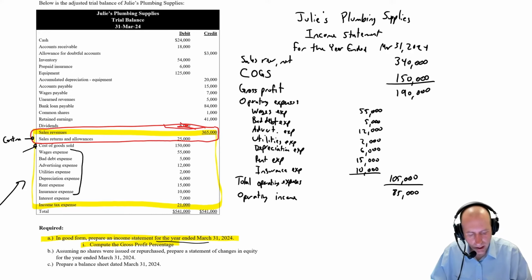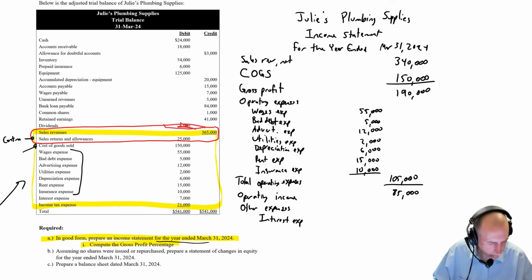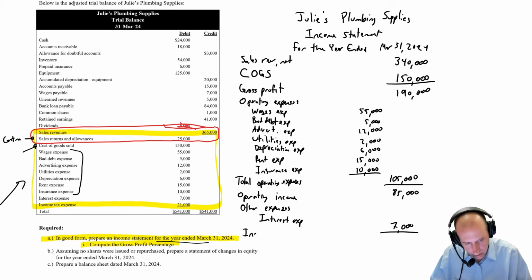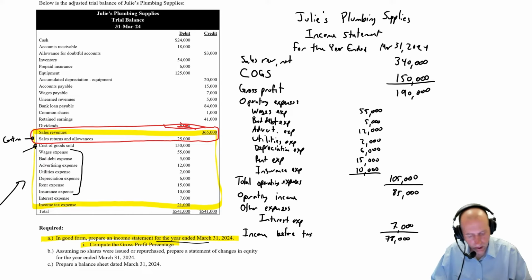Okay, we got our operating income. Next is our other stuff. So we have other expenses, and in this case, it's just interest expense, and our interest expense was $7,000. That brings us down to our income before tax. Our income before tax, 85 minus 7 is 78.